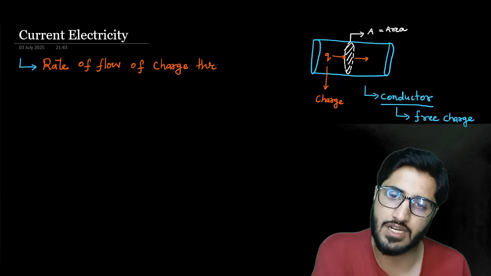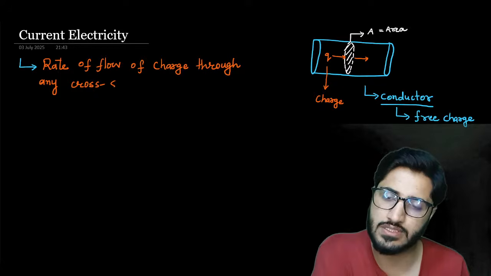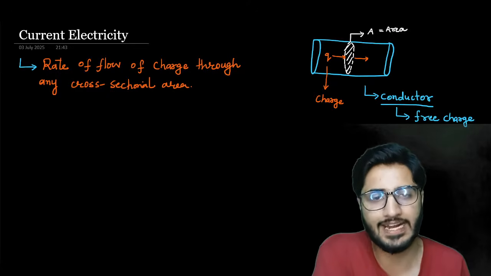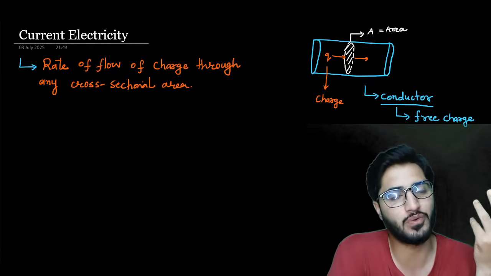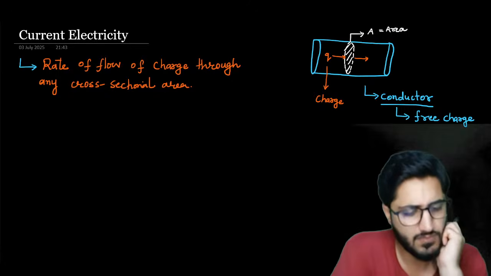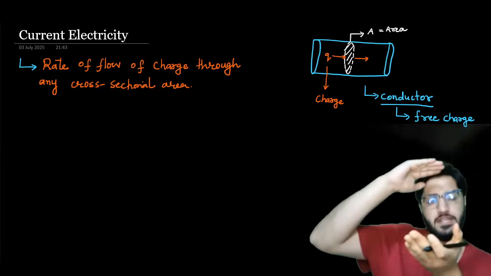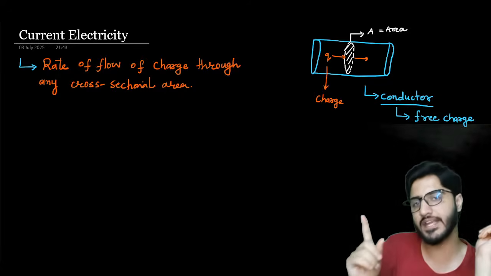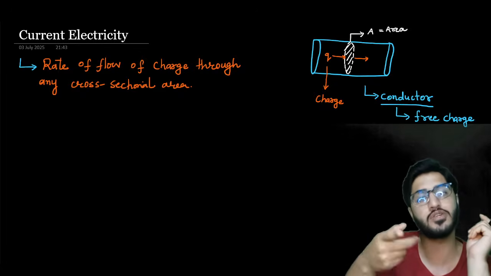Through any cross-sectional area. That means we are not confined to any area. We can take the area as 1 meter square, or 1 micrometer square also. Any area. Let's suppose we have a small area, and we have this big area. In both cases, if charged particle is flowing in some time interval t, something will get created. That something is known as current.